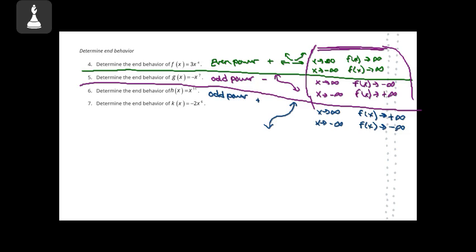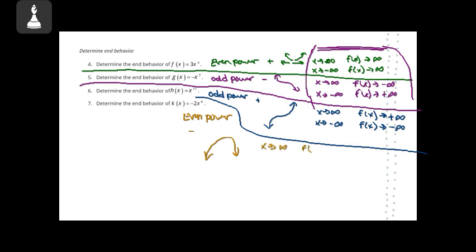Which means the last one is probably an even power with a negative in front. So even power, it's negative 2x to the 4th, so negative in front. So instead of opening up, they're both opening down, which means that as I go to the right with my x's, the graph goes down. And as I go left on my x's, the graph goes down. And if you go back here and compare, all of these should match exactly with what these say here.